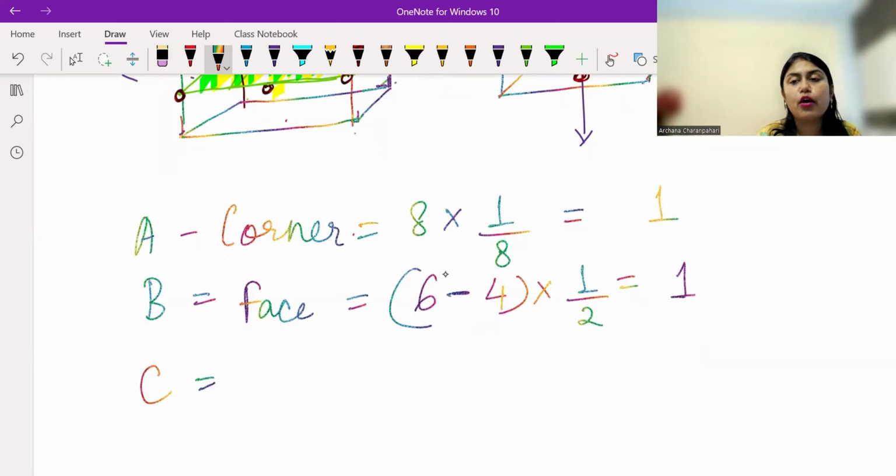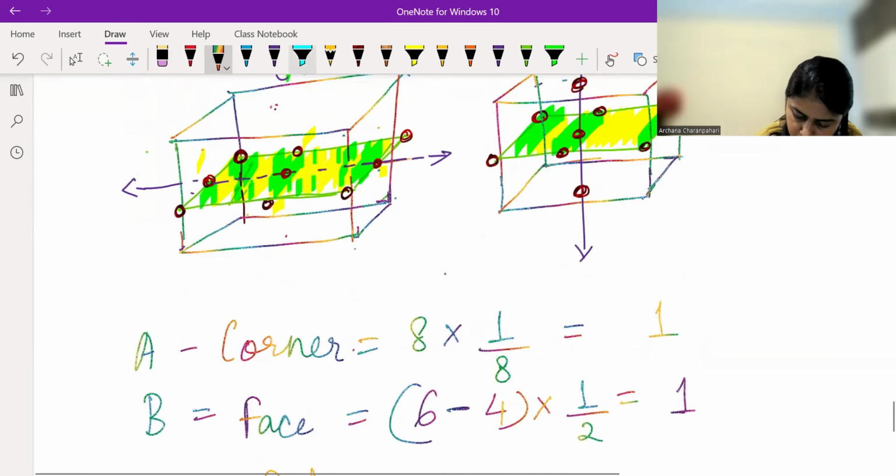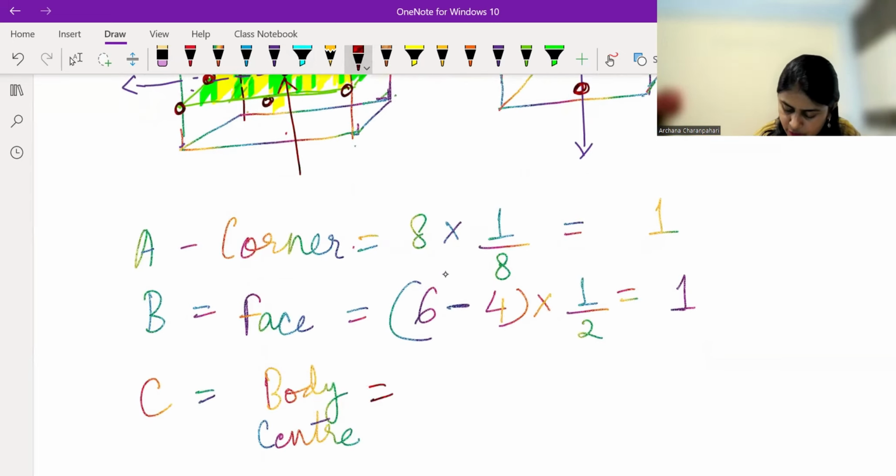Third case is body center. Only one atom is there in the body center, and if that also gets removed, it will be 1 minus 1, which is equal to 0.